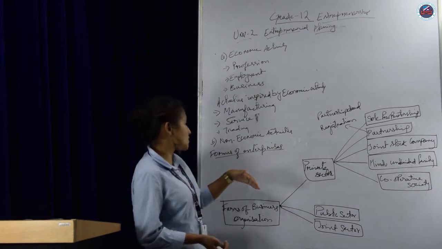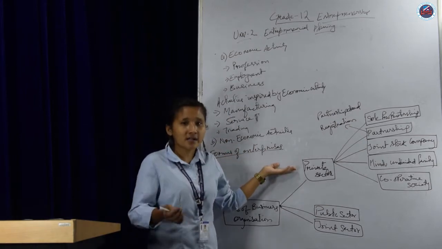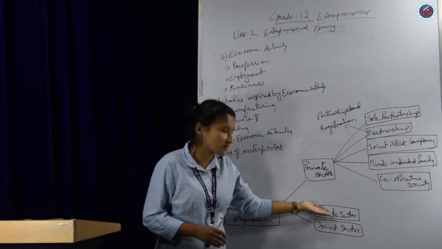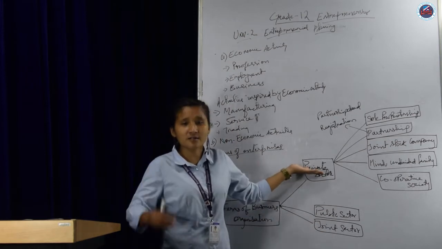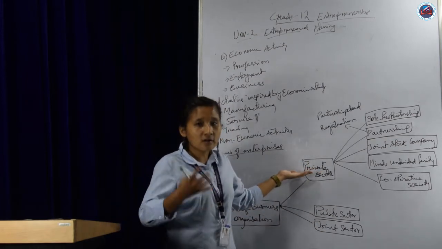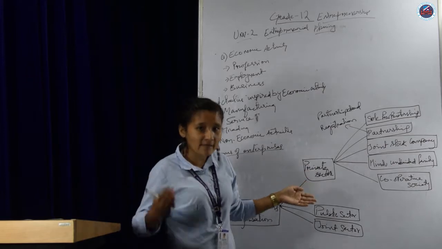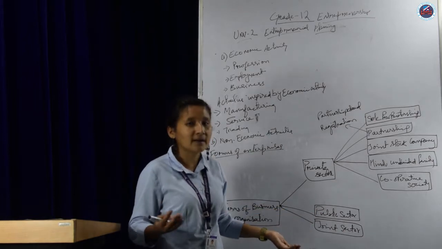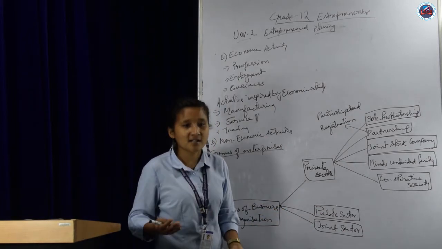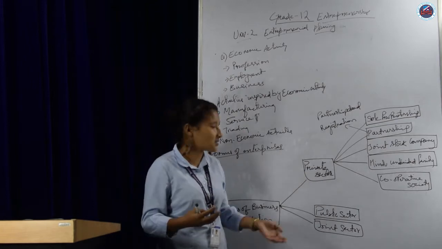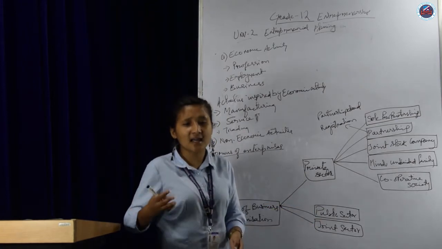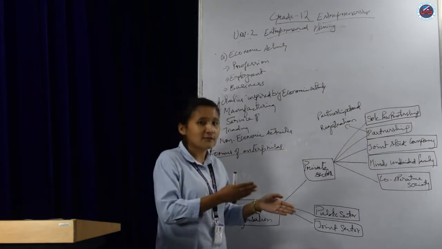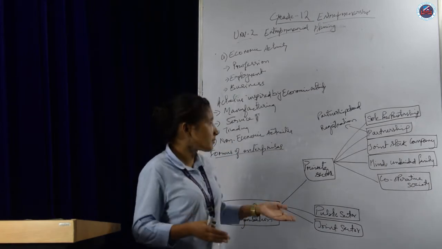The next topic is forms of enterprises. There are three different forms of enterprises: the private sector, the public sector, and the joint sector. The private sector refers to that sector which is owned, managed, and controlled by private individuals. The public sector, on the other hand, is owned, managed, and controlled by the public authorities. The joint sector is a form of partnership between the private sector and the government, where management is in the hands of the private sector with enough representation from the board of directors and the government too.